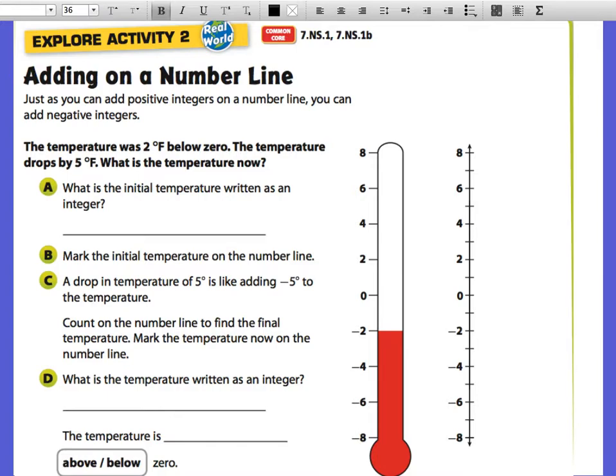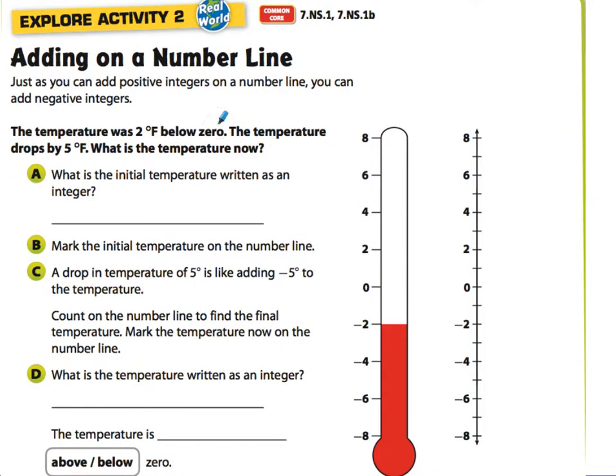So let's look at this in terms of temperature and real life scenarios here. So the temperature was 2 below 0. Now the important part here is that it was below 0. Since it was below 0, I know that this means that it was actually a negative number. Okay, and then it drops by 5 degrees Fahrenheit.